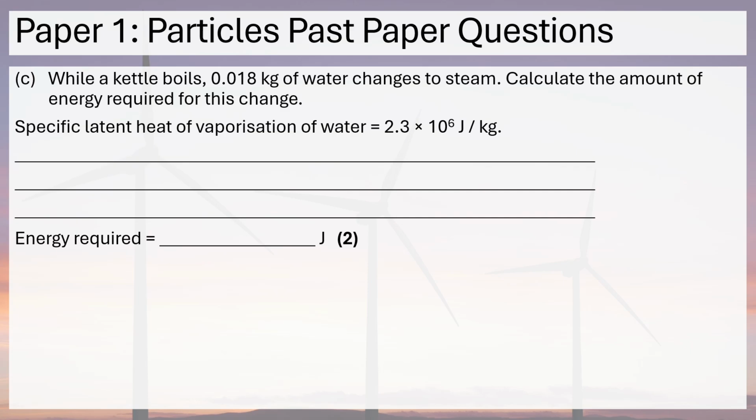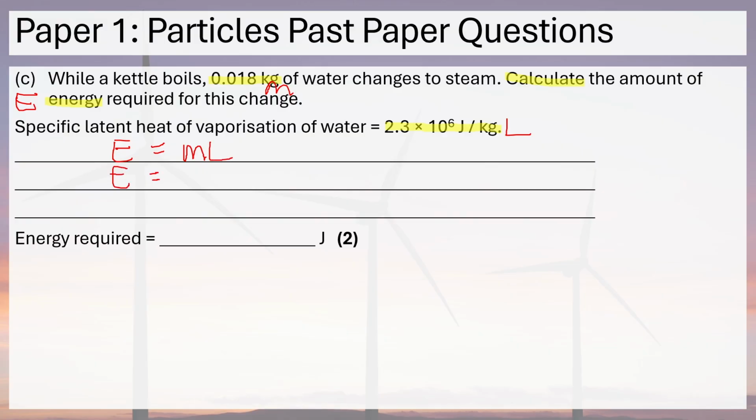Part C then, while a kettle boils, 0.018 kilograms of water changes to steam. There's one of our givens. We're asked to calculate, that's our command word, the energy. There's the unknown we're looking for, and we're also given the specific latent heat of water. So I know what my givens and unknown is. I've now got to identify the correct equation. So I'm looking for something which has energy in and mass and specific latent heat. If I go to my equation sheet, there's only one that even has specific latent heat in, which makes it nice and easy, and that's energy equals mass multiplied by specific latent heat.